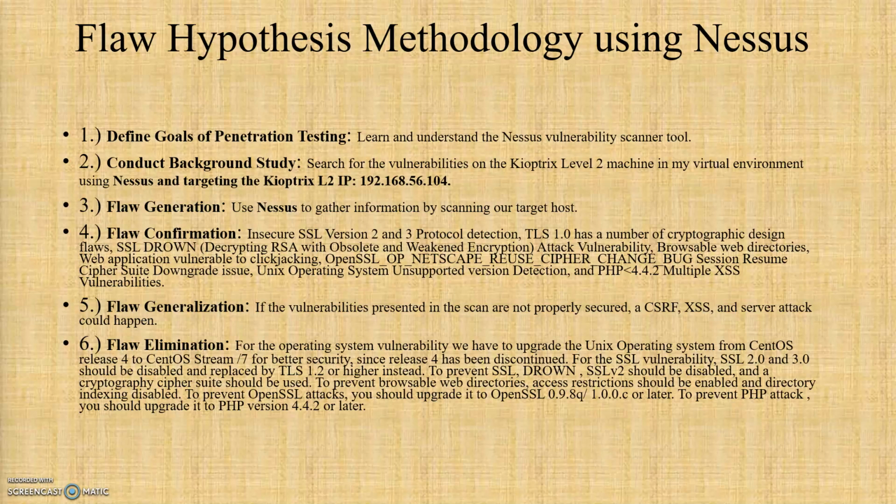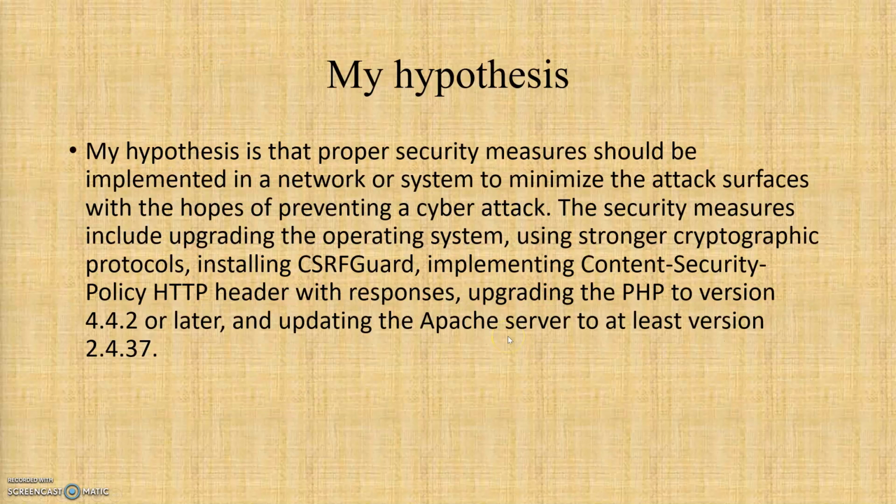For the SSL vulnerability, SSL 2.0 and 3.0 should be disabled and replaced by TLS 1.2 or higher instead. To prevent SSL DROWN, SSL version 2 should be disabled and a cryptographic cipher suite should be used. To prevent browsable web directories, access restrictions should be enabled and directory indexing disabled. To prevent OpenSSL attacks, you should upgrade it to OpenSSL 0.9.8Q-1.0.0C or later. To prevent PHP attacks, you should upgrade it to PHP version 4.4.2 or later.